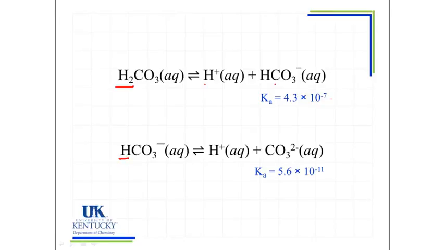Notice that each step has its own Ka value, and one thing we notice is that Ka2 for the second reaction is much smaller than Ka1, and this is a trend that will continue whenever we look at polyprotic acids.